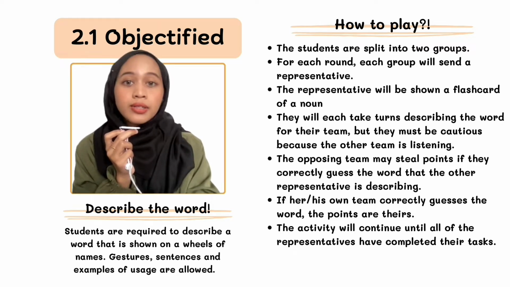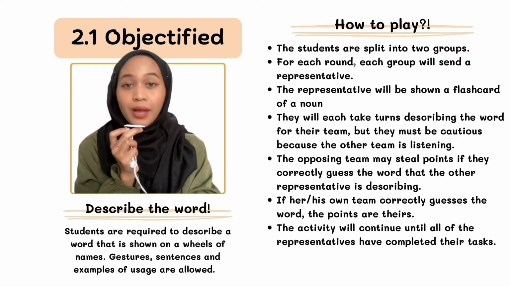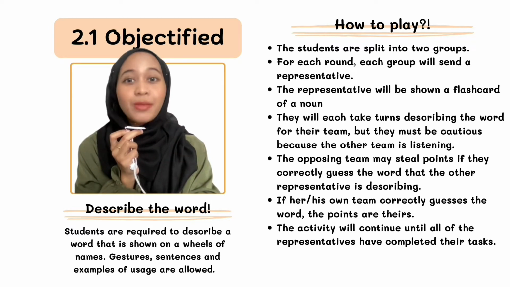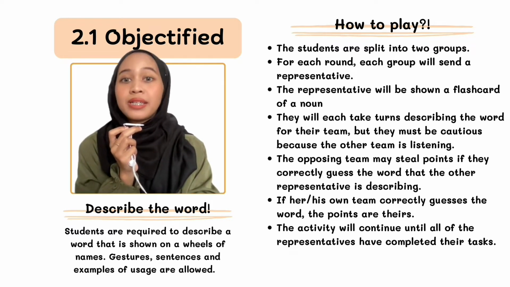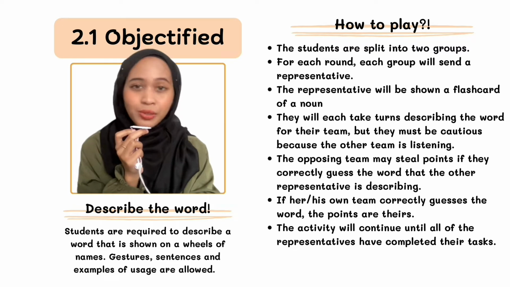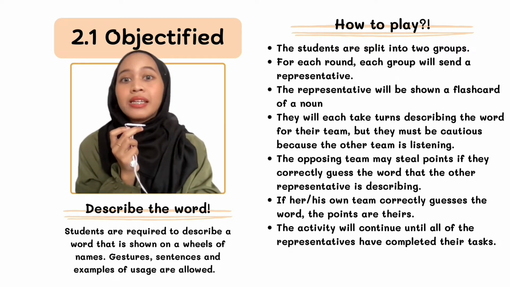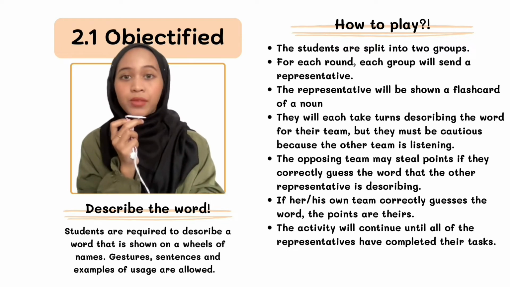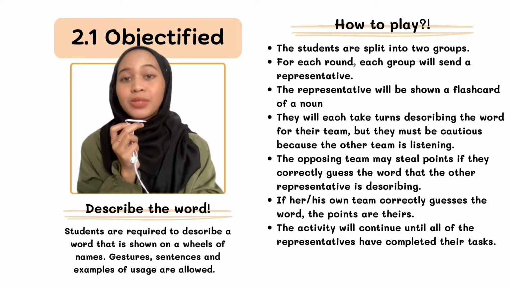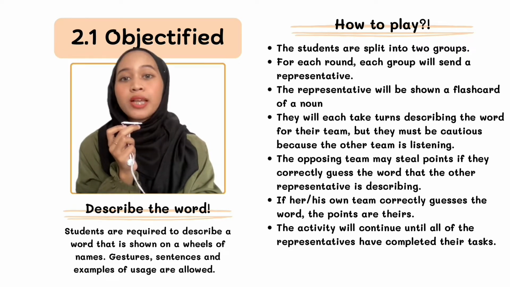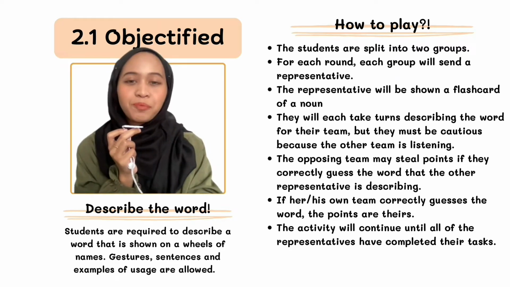Representatives are asked to take turns describing the word, but as a challenge, they must be cautious because the opposite team is listening. For example, if the word chosen is lamp and Representative A describes it as 'it lights up,' and one of Team B's members correctly guesses the word, Team B will receive a point, known as stolen points.